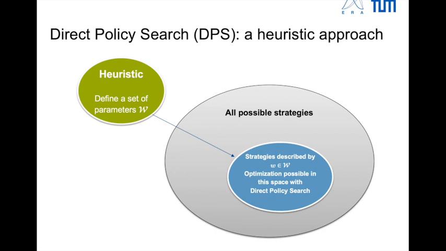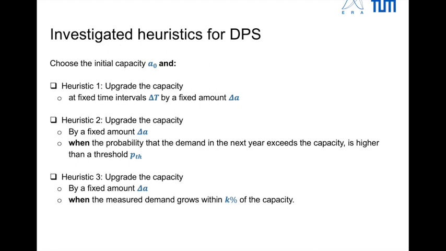So let's choose some heuristics. We investigated 3. All 3 have to choose an initial capacity of the system, A0. But the first heuristic will upgrade the capacity at fixed time intervals delta t by a fixed amount delta A. Heuristic 2 will behave quite differently. It will upgrade the capacity by a fixed amount delta A when the probability that the demand in the next year exceeds the capacity is higher than a threshold PTH. Heuristic 3 will upgrade the capacity by a fixed amount delta A when the measured demand is within K% of the capacity, acting as a safety margin.